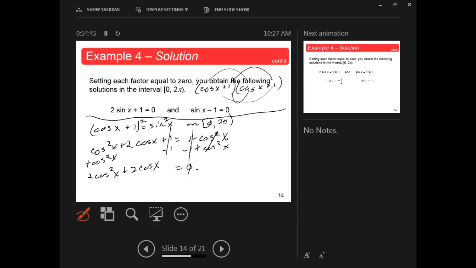What can we do to this? Yeah, let's factor out a 2 cosine x. And what do you have left? Cosine x plus 1, and that's equal to 0. By the way, we're doing this on the interval 0 to 2 pi. So let's take the first factor: 2 cosine x equals 0. What does that produce?